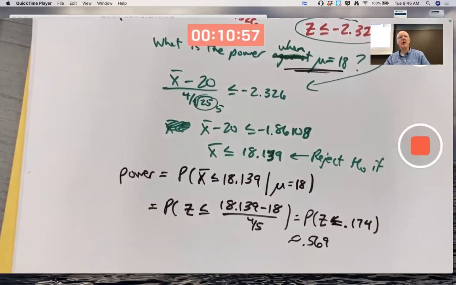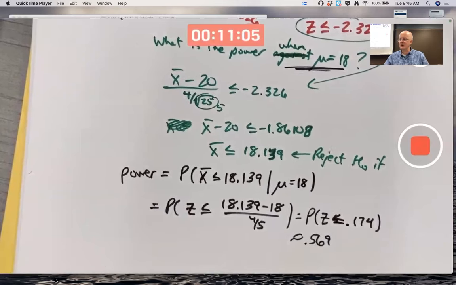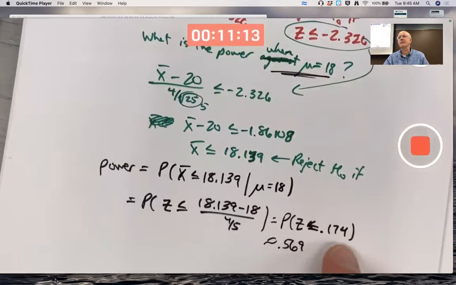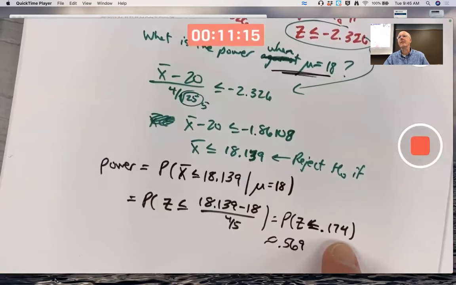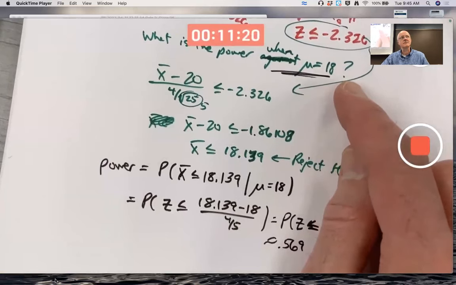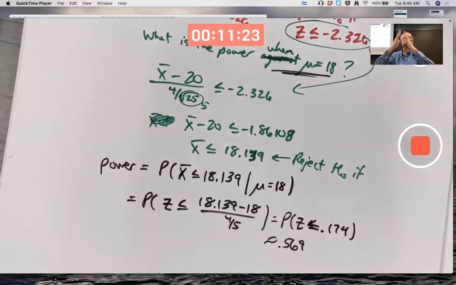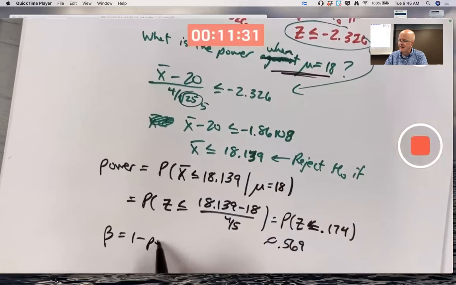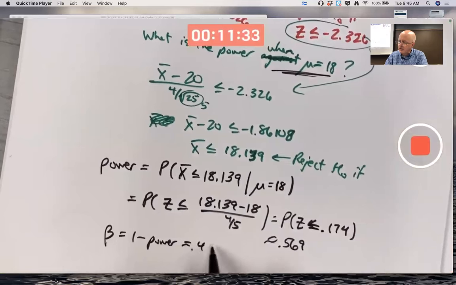Ideally, most people say you want power at least to be 0.8 or higher. So how do you fix this? Well, you either adjust your target, make mu smaller than 18, like 17. That'll give you a bigger power because this number will be bigger. Or if you really want to detect when mu is 18, pick a bigger sample size. Make the sampling distribution skinnier. Beta, the probability of type 2 error, is 1 minus the power. That's going to be about 0.431 then.